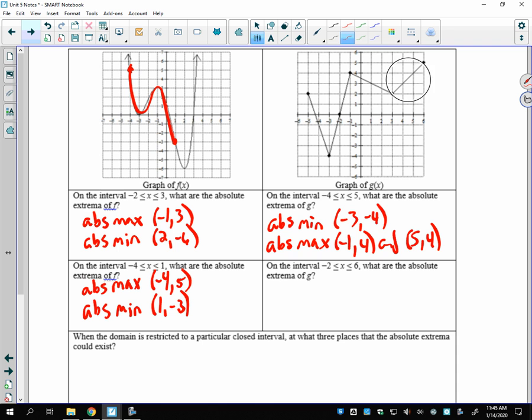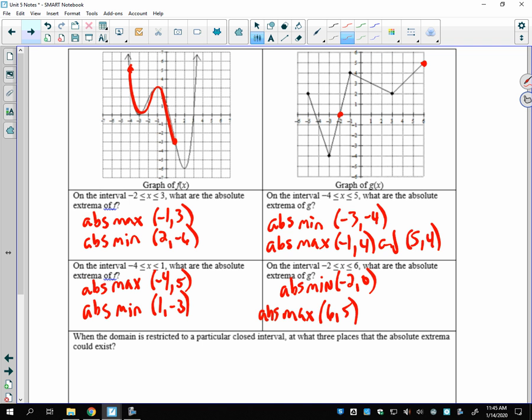And then look at this. If I say from -2 to 6, hopefully you're getting the idea here. The lowest point is that endpoint. So the min is -2, 0. And the highest point is here at 6, 5.